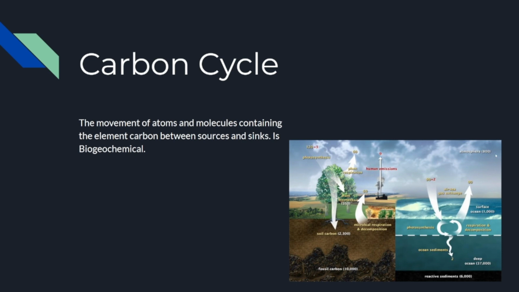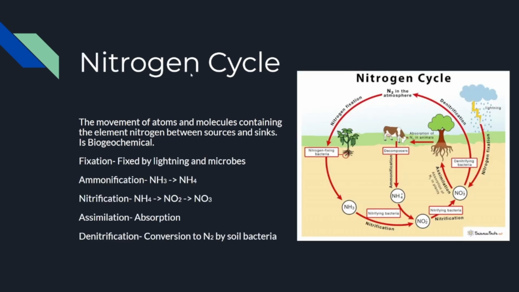We can also see this in the water, where photosynthesis, the light, brings it down here. We got ocean sediments, it goes down, but some of it recycles and goes back up into the air. Now you see these red numbers. These are harmful pollutants right here. Now we got the nitrogen cycle.